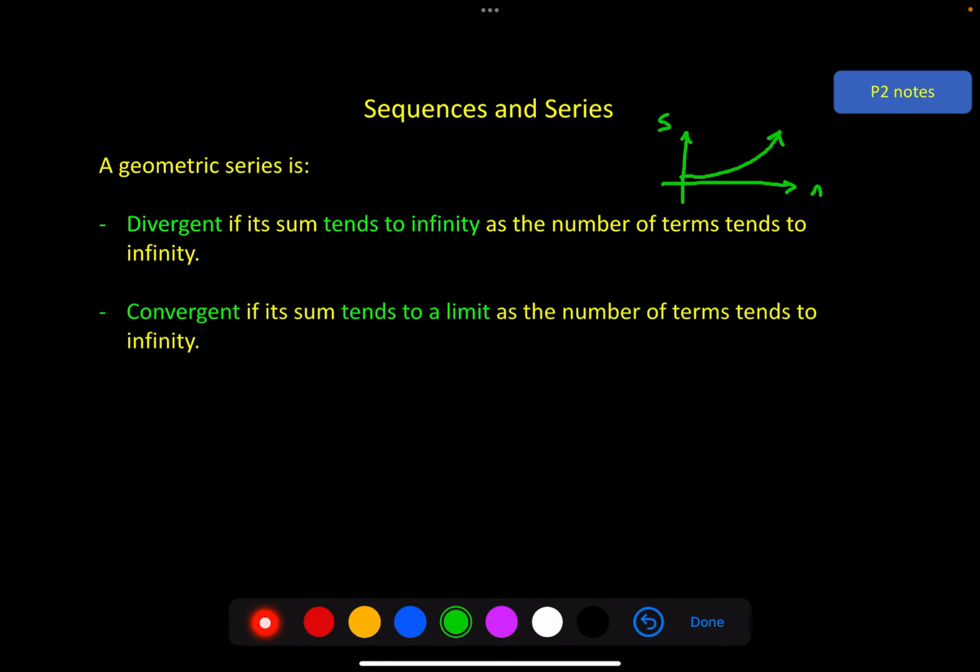But it is called convergent if its sum tends to a limit as the number of terms tends to infinity. So this is kind of like having an asymptote. And it won't always look like this, but one of the options is it will look like this. And as the number of terms keeps getting bigger and bigger and bigger, the sum hits a limit. So this, in our example previously, was 2, but it won't always be 2.